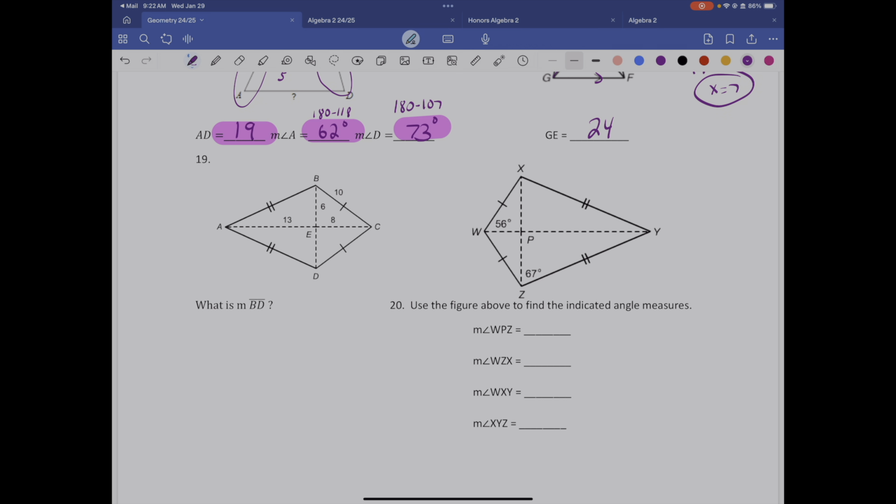Question number 19. What is the measure of D to B? So we have a kite now. So in a kite, this diagonal bisects. So this distance is 6 as well. 6 plus 6 is equal to 12. There's your solution.